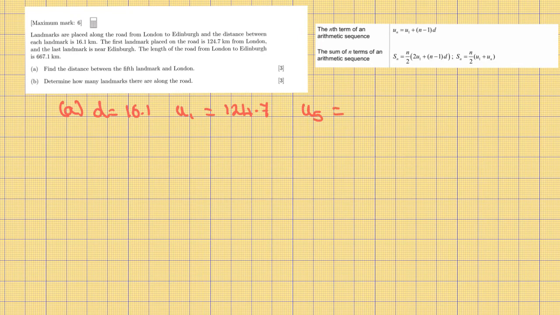We want to find U5. Is equal to U1, which is 124.7, plus n minus 1 is 4, times 16.1 is 189.1 kilometres.